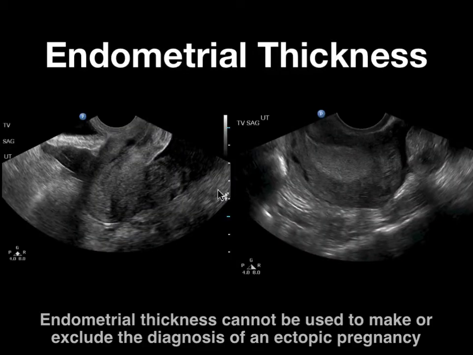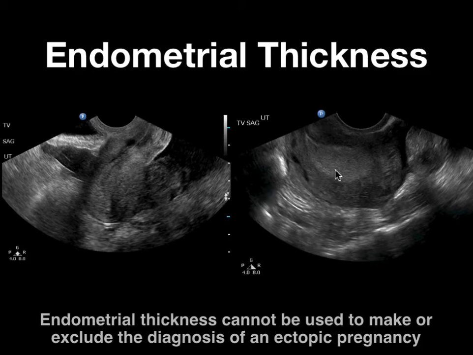Here we have two patients, both of whom had ruptured ectopics. The patient on the left here has an anteverted uterus on this sagittal exam. There's no intrauterine pregnancy seen, and you've got complex fluid in the anterior and posterior cul-de-sacs. And if you look, the endometrial thickness is relatively thin.